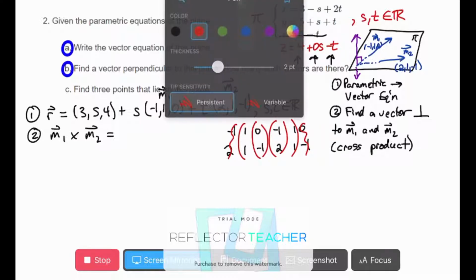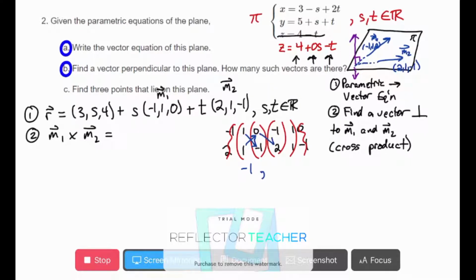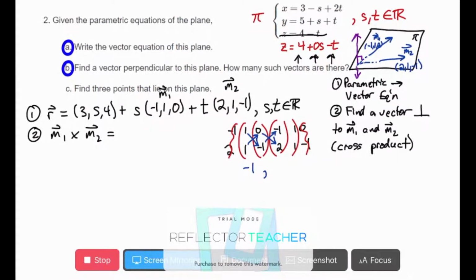I better show my work as I go, just so we can keep track. So 1 times -1 minus 1 times 0 is going to be -1. 0 times 2 is 0, minus -1 times -1 is 1. So 0 minus 1 is -1. And negative 1 times 1 is 1, minus 2 times 1 is 2. Negative 1 minus 2 is negative 3.